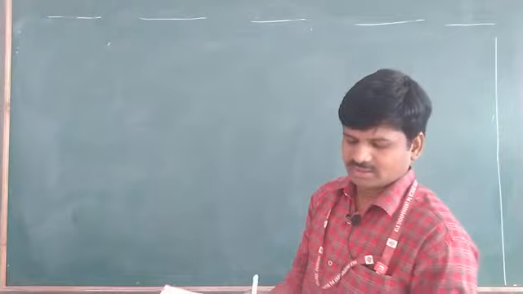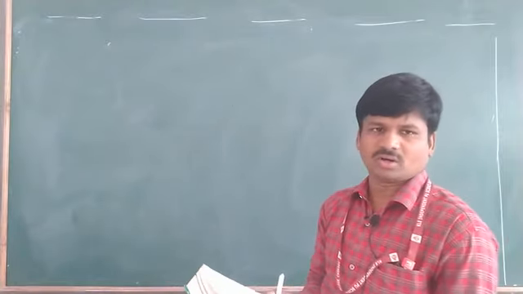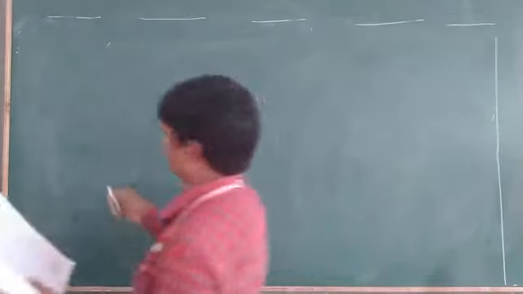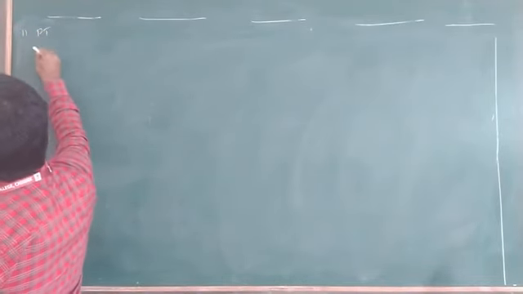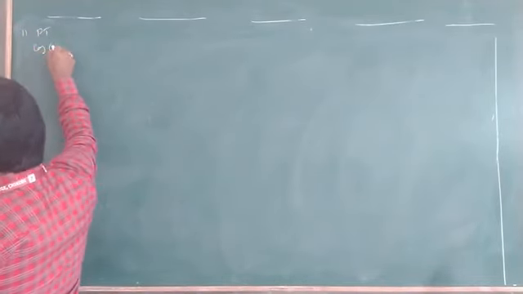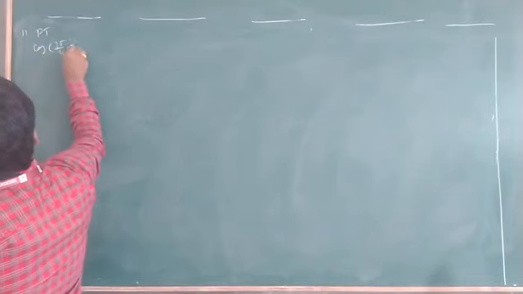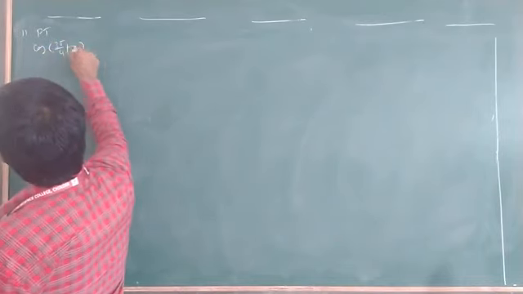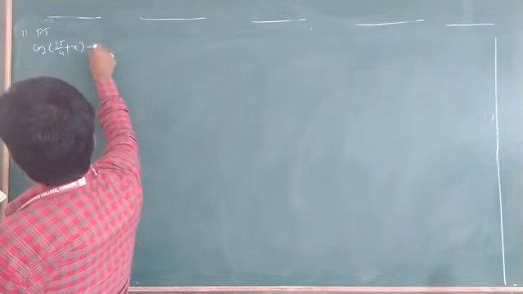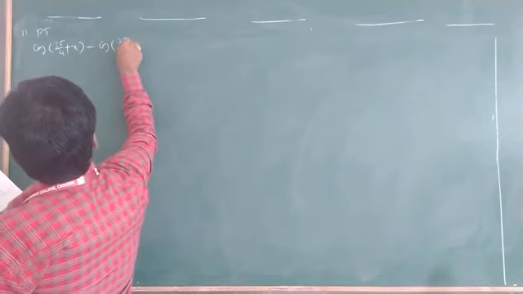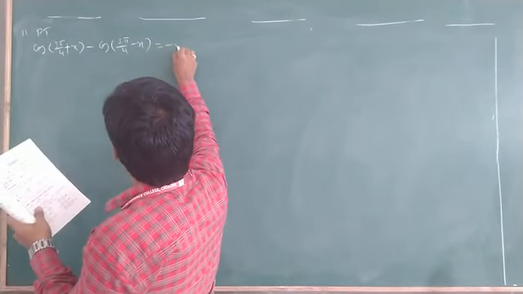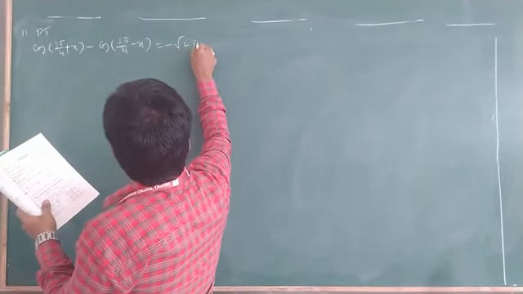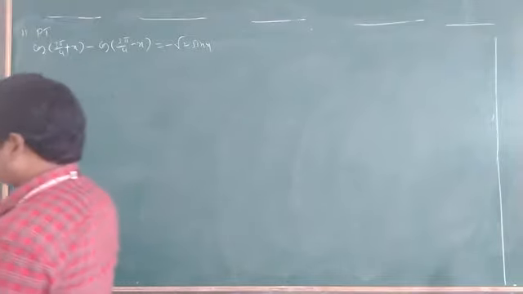Next question. This question we already solved, like this question we solved already. Okay, question number 11. What is it asking to prove? Prove that cos of (3 pi by 4 plus x) minus cos of (3 pi by 4 minus x) is equal to minus root 2 sin x.